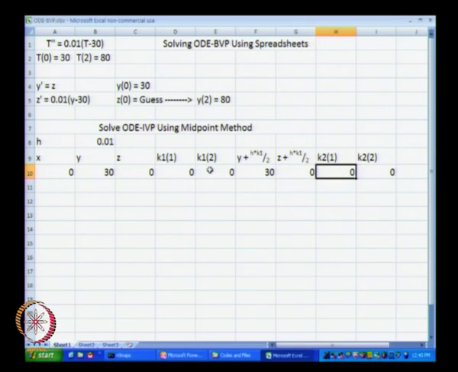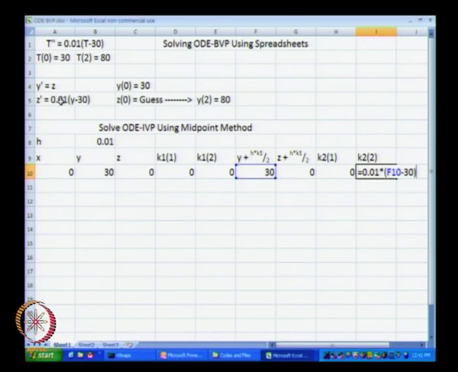So, I will just copy and paste, and we will just do F2 and we will see k2 1 is going to be from this particular equation. So, y dash equal to z. So, k2 is going to be z computed at the midpoint. The midpoint is given by x plus h by 2 comma z plus h k1 by 2. So, this is the value of k2 1, and likewise the value of k2 2 is going to be equal to 0.01 multiplied by this guy minus 30.